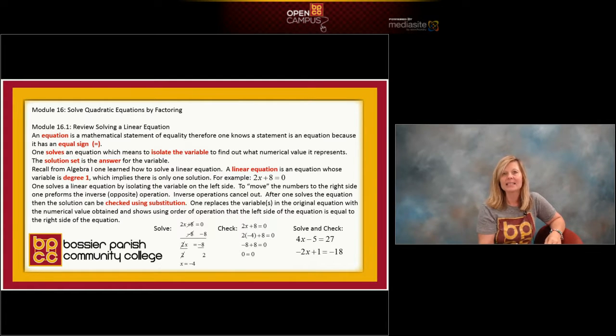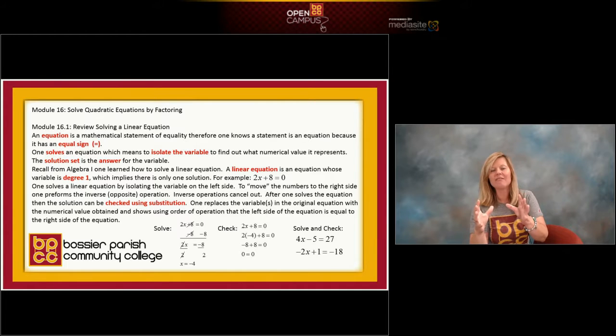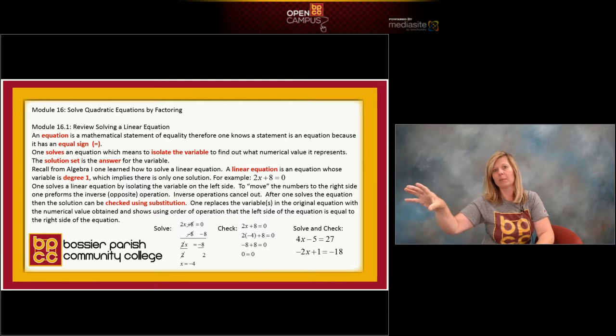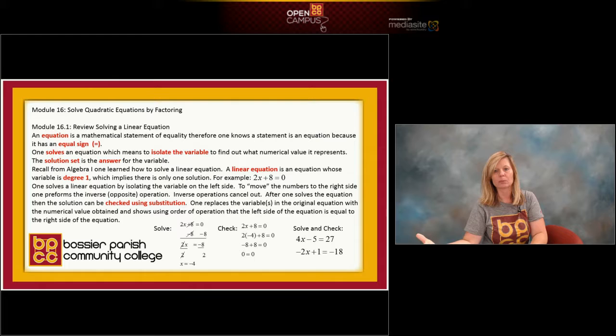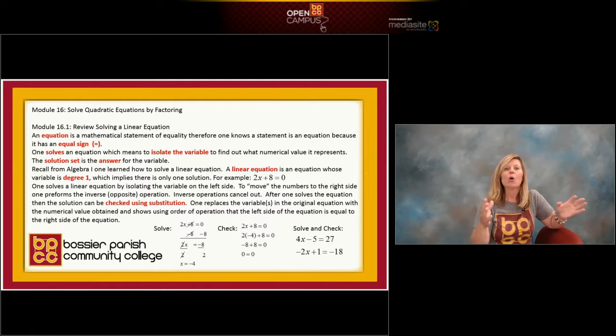And solve means one thing only. It means to isolate the variable, to get that variable by itself. And 9 times out of 10, when we're solving equations in algebra, they use the variable x. Okay? When we get that x by itself, which is usually on the left side, it's going to equal a number. And that number is your solution set. It is your answer.